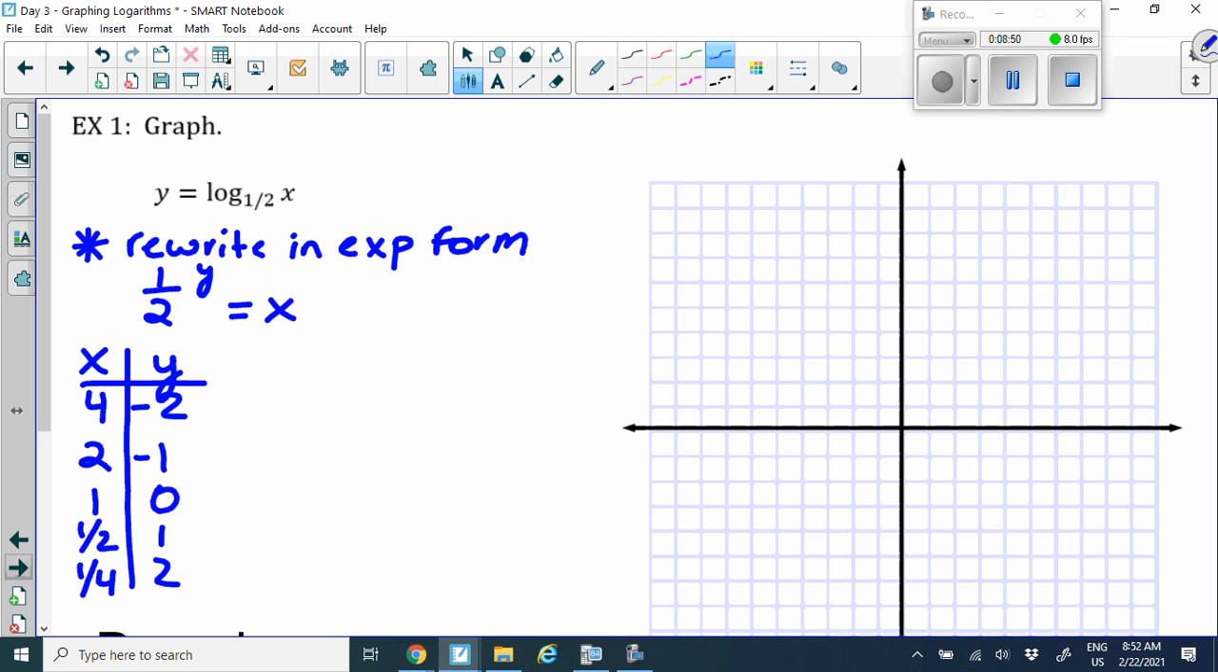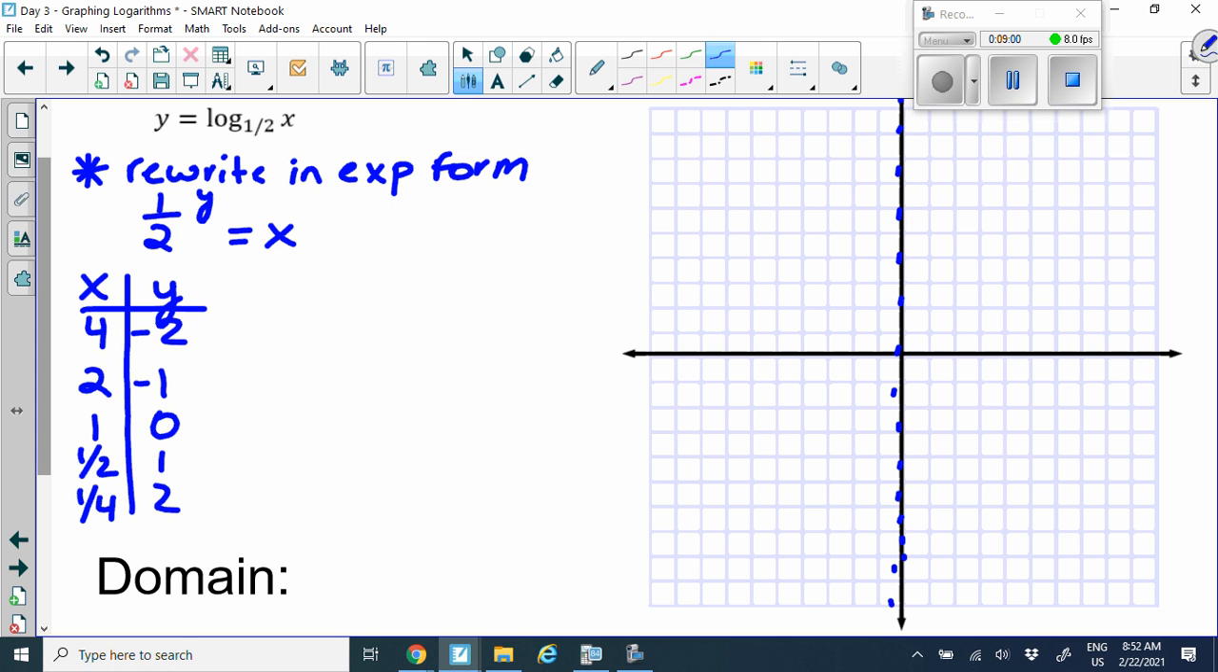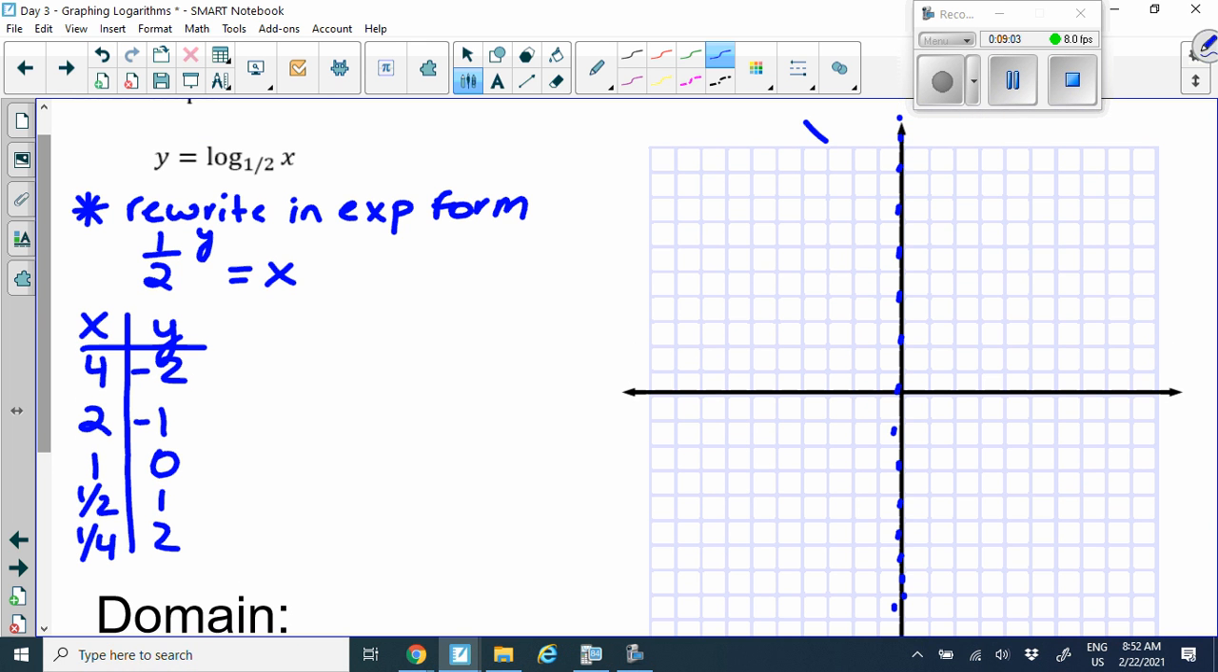Okay? So I go ahead. My first thing is to draw the default asymptote, which is at x equals 0. There we go. And make sure you write the equation. So I go 4, -2, or I guess I'll start with 1/4. So I have 1/4, and then that's going to be +2. And then 1/2 is 1. And then I have 1, 0. Go right here. There we go.